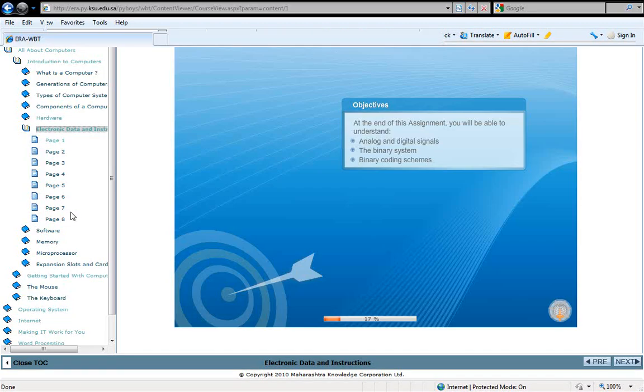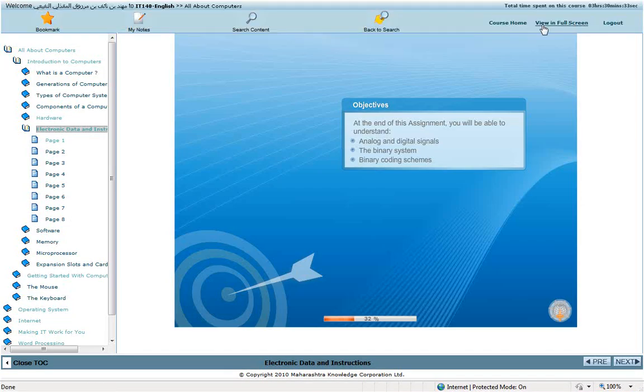Objectives. At the end of this assignment, you will be able to understand analog and digital signals, the binary system, binary coding schemes.